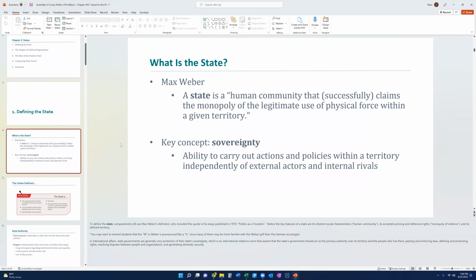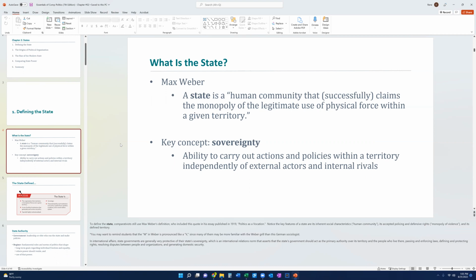What is a state? A state is a human community that actually has a monopoly of legitimate use of physical force within a specific area. This definition was invented by a guy named Max Weber in 1919, and it remains the most popular definition of explaining what a state is to this day. Now, you're going to notice you're talking about a human community, meaning an organization of people that has accepted the policing and military power, or the monopoly of violence, of the state within a defined territory.